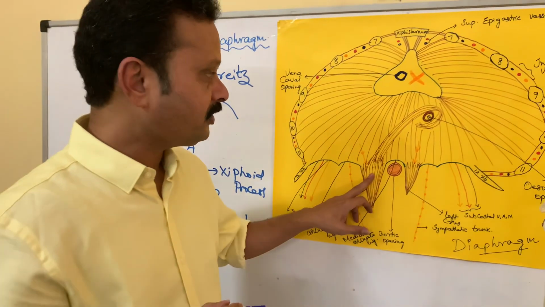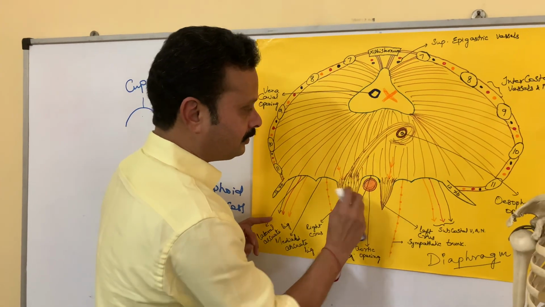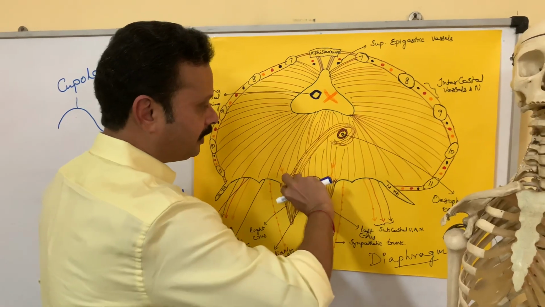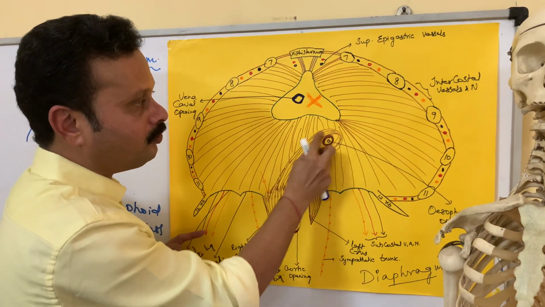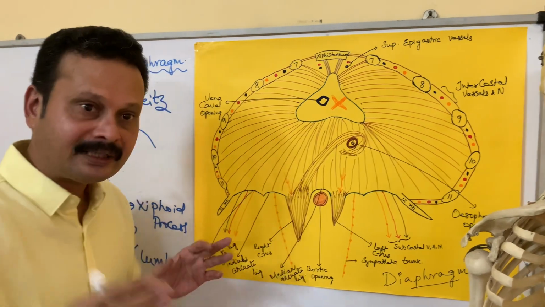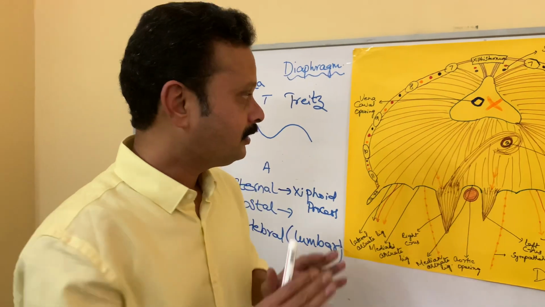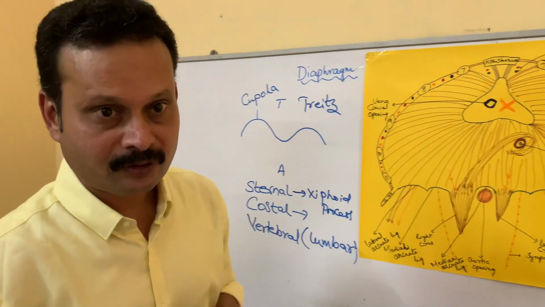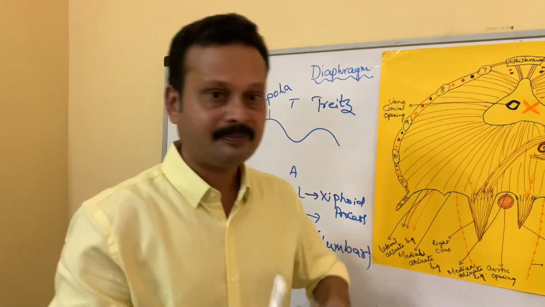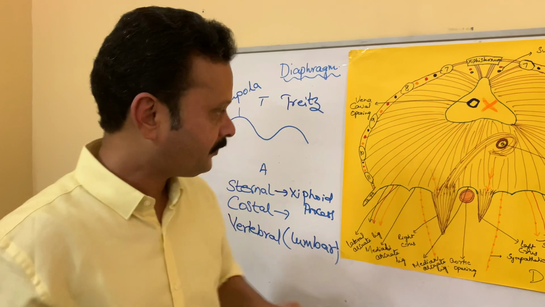The importance of this right crus is that it splits. The fibers of the right crus split and form an opening which is called the esophageal opening, transmitting the esophagus. The right crus splits, thereby forming the esophageal opening, transmitting the esophagus. So this is all about the right crus.